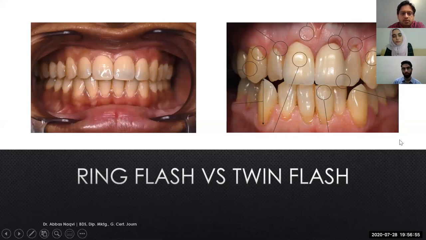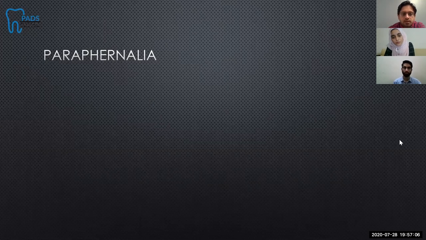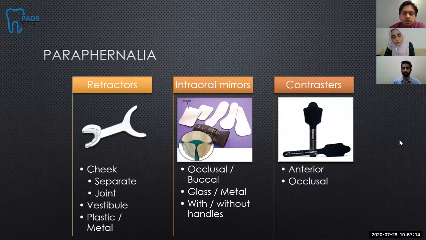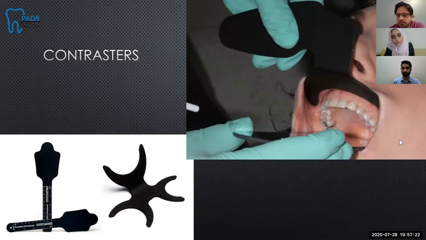Miscellaneous paraphernalia includes retractors, intraoral mirrors, contrasters. These are things that will help you take better photographs in the clinic. Different designs, and you see photography is like a bottomless pit. Once you get into this, you just keep putting different amounts of money into it. This is what a contraster does. You can do this in software also, but it's more complicated and difficult than getting it done on the spot.